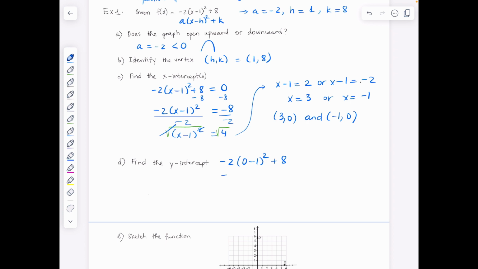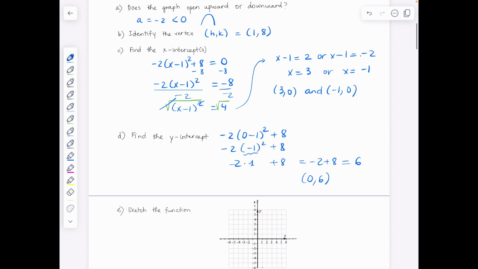Simplify this. You get negative 2 times, this will give you negative 1 squared. And following the order of operations, you should do exponents first. So this will give you positive 1, and then times negative 2. So that will give us negative 2 plus 8, which is 6. The y-intercept is a point also, so we should write it in ordered pair form, which would be (0, 6).